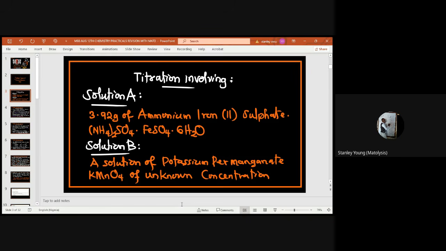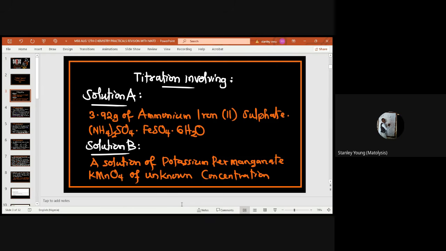This year's JUPEB involved a redox titration, a titration involving a transfer of electrons. And the two solutions involved are solution A and solution B. Solution A is 3.92 grams of ammonium iron(II) sulfate, while solution B is potassium permanganate, KMnO4.